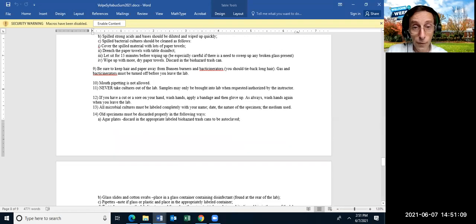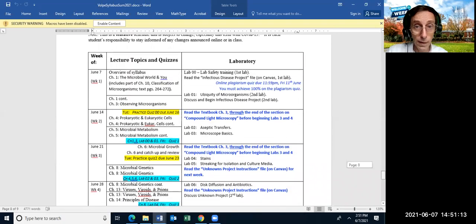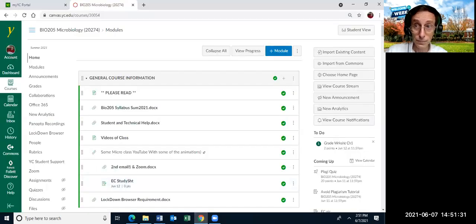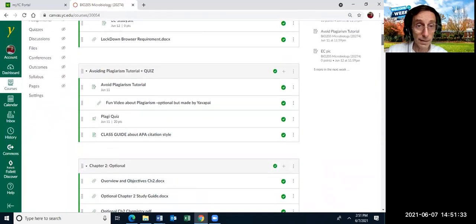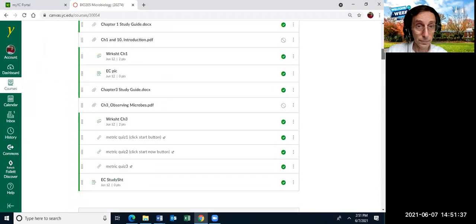All right, for today, oops, I just went past it. We're going to be doing Lab 00, the laboratory safety and training. This will be the first lab. You also need to read about the infectious disease project. That's the file on Canvas under the first lab. Let me show it to you. I'm going to talk about it on Thursday, so you need to read about it.